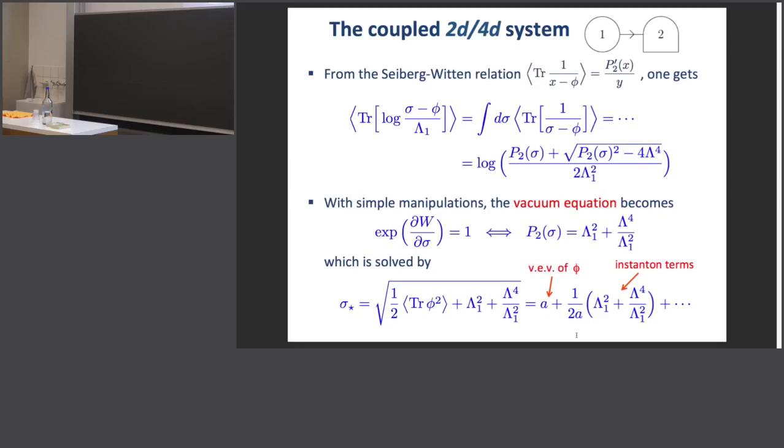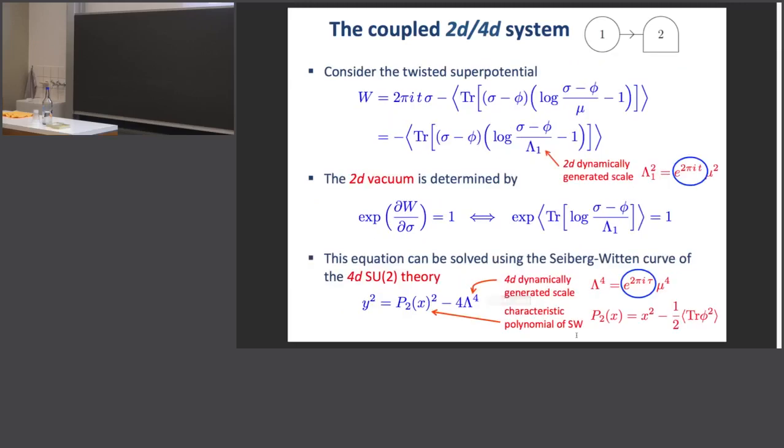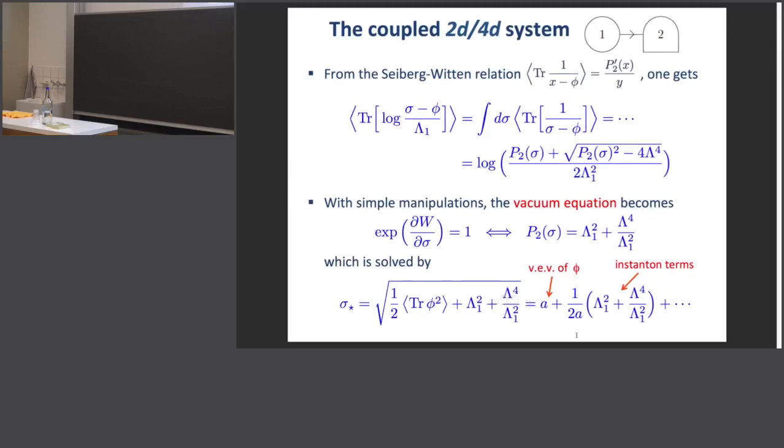We can solve that equation by taking advantage of the resolvent for the Seiberg-Witten theory and rewrite the vacuum expectation value of the trace of the log, which is what we have to compute, in terms of this expression, which involves the characteristic polynomials. So at the end of the day, with the standard manipulation, your vacuum equation becomes simply this. P of sigma, remember, is a quadratic polynomial, and this is the scale.